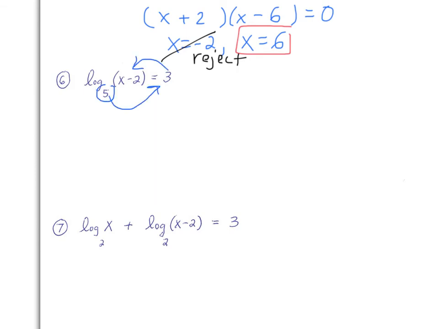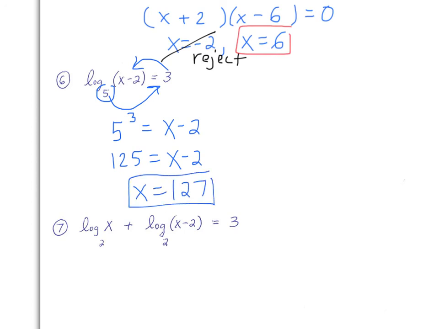So we're going to turn this equation, which is currently in log form, to an equation in exponential form. So recall this would be 5 to the third equals x minus 2, or 125 equals x minus 2. So x would be 127. Okay? If you were to plug it back in to check, notice that there's no problem with 127. Okay? On to our next question.